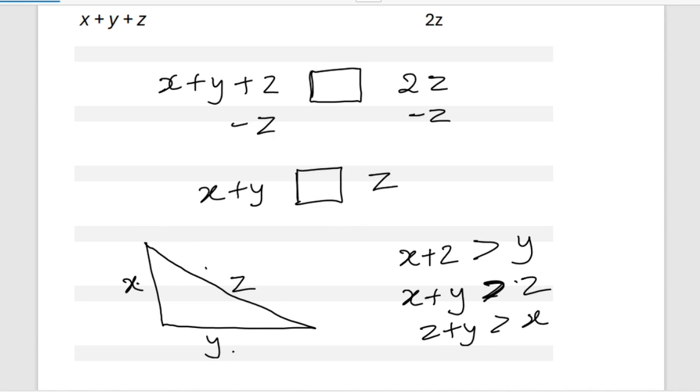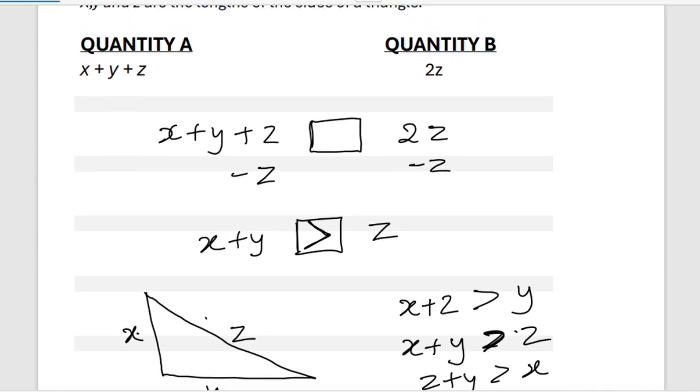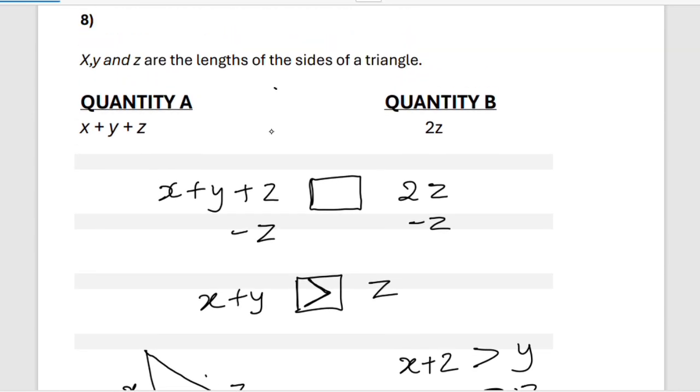So you can never find a triangle that has a length of one side that is greater than the sum of the other sides. So with that being said, we know that this is definitely greater than Z, because this is two sides and Z is just one side. So quantity A is definitely greater, and that is the answer here.